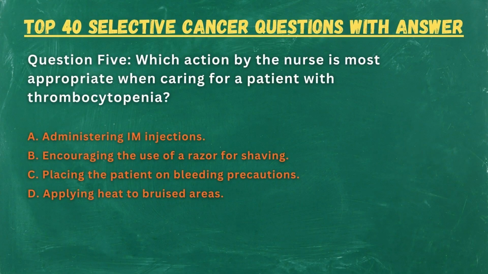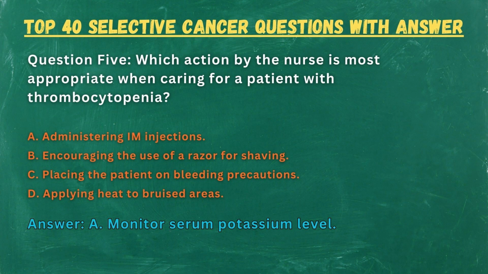Question 5. Which action by the nurse is most appropriate when caring for a patient with thrombocytopenia? A. Administering IM injections. B. Encouraging the use of a razor for shaving. C. Placing the patient on bleeding precautions. D. Applying heat to bruised areas. Answer. C. Placing the patient on bleeding precautions.